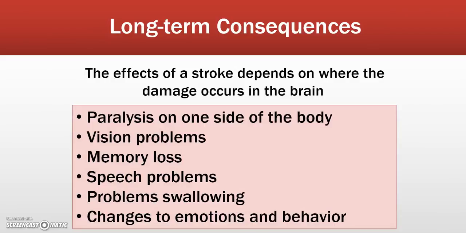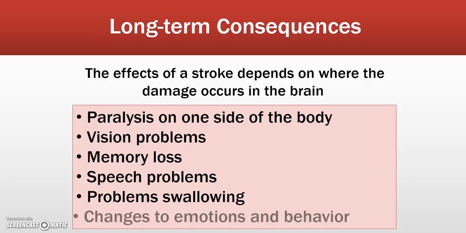The effects of a stroke depend on where the damage occurs in the brain. Paralysis on one side of the body, vision problems, memory loss, speech problems, problems swallowing, and changes to emotions and behavior are long-term consequences.